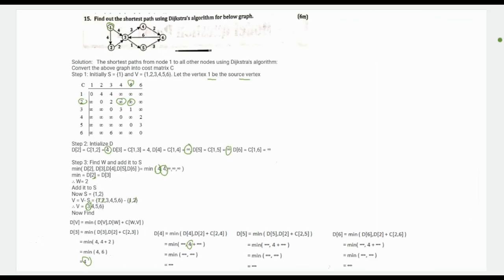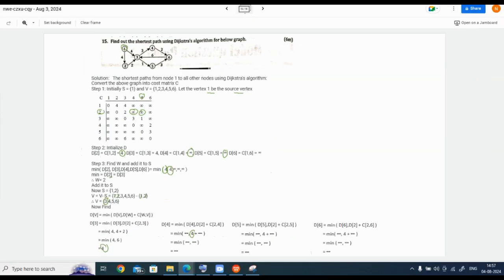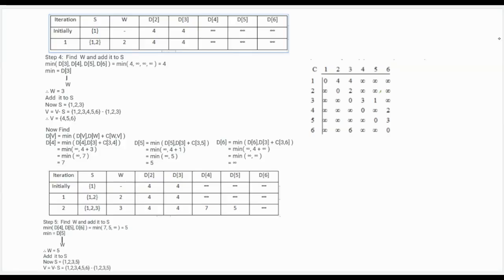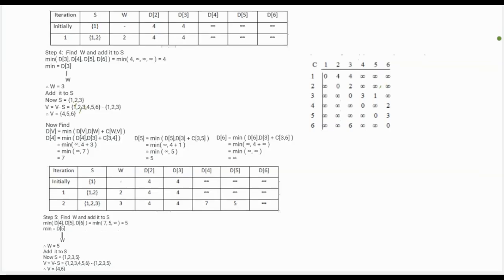If you take these values again and substitute here, what will be the minimum of this? It is 4. Where it is 4, it is for D3. D3 is 4. So we'll take this as W. So W is 3. Now add it to S. So S will become 1 2 3, and V will be V minus S, that will be 4 5 6, after canceling 1 2 3.